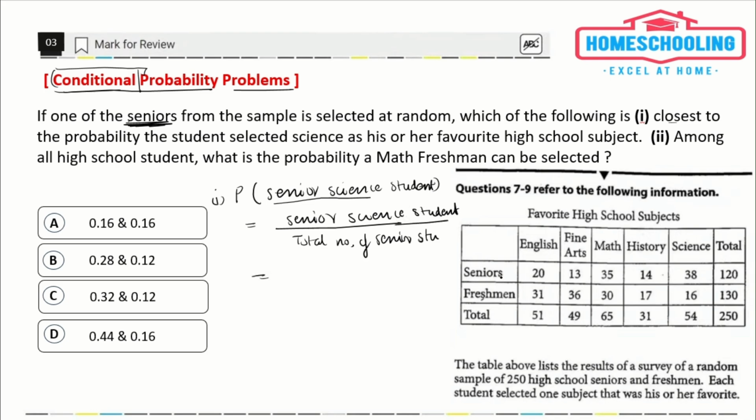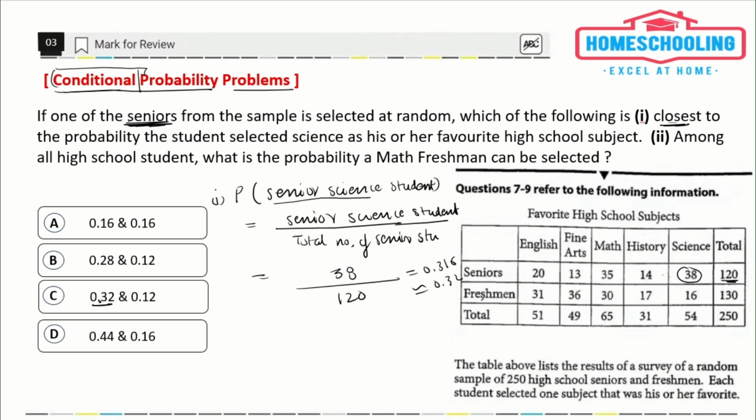As we can see here, how many senior science students are there? Senior science students are 38 and the total number of senior students is 120. So the total number of possible outcomes is the total number of senior students, that is 120, and the favorable outcome that we have to find is senior science students, which is 38. So if we divide it, 0.316, or it can be almost equal to 0.32, because the question asks for the closest probability.